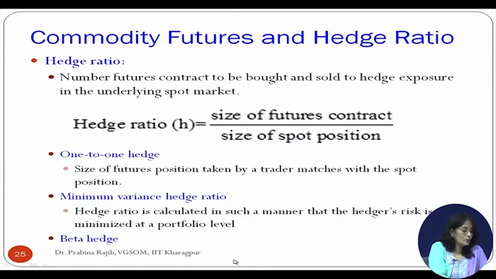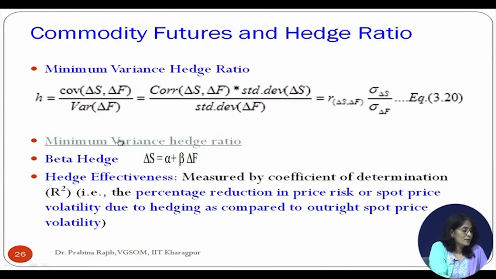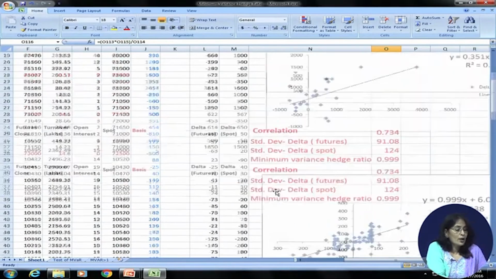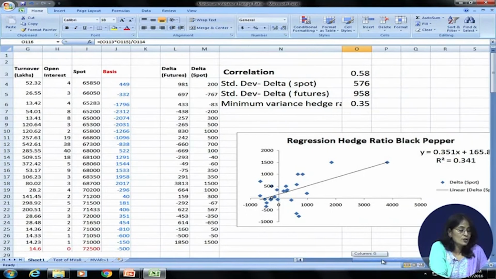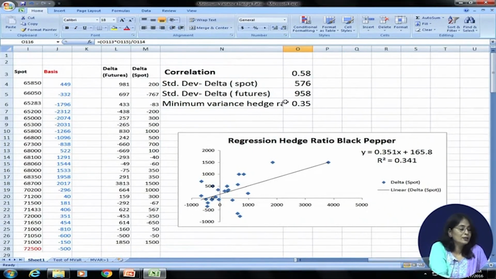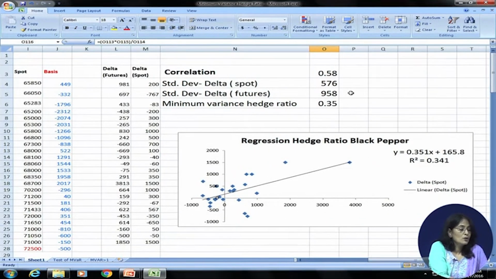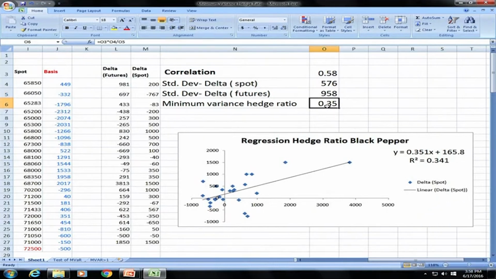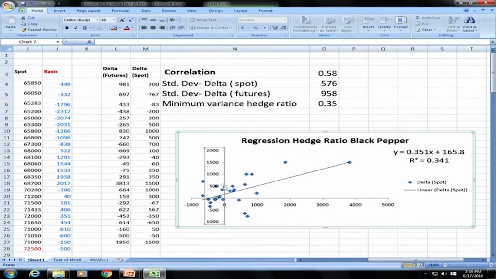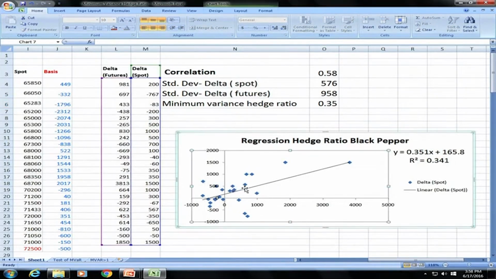Now let's go back to our same Excel file. I'll show you how exactly the regression hedge ratio for black paper has been calculated. So please see this one. You have the minimum variance hedge ratio using our formula method, which we calculated as 0.35, and this is your regression hedge ratio using a scatter plot. This particular graph has been done using a scatter plot and adding a trend line.